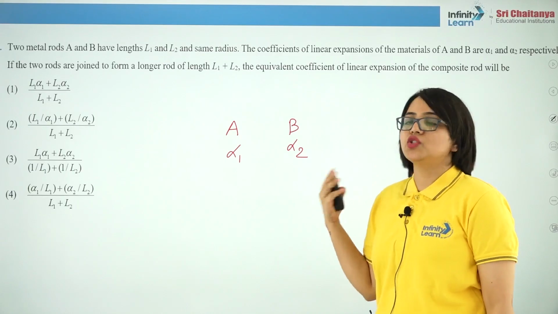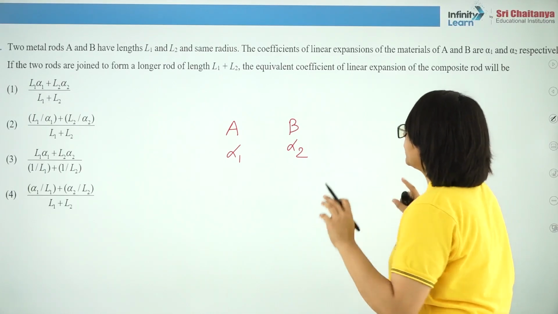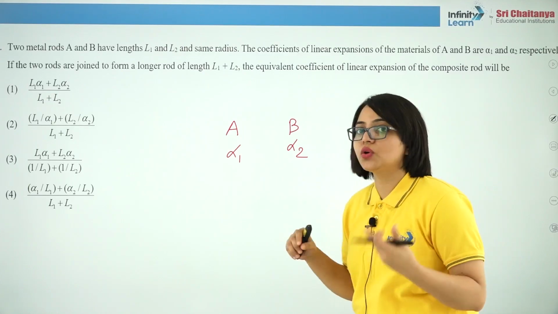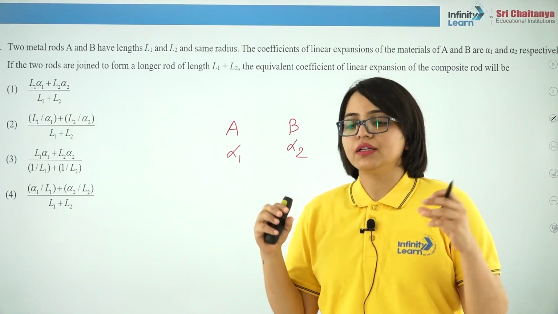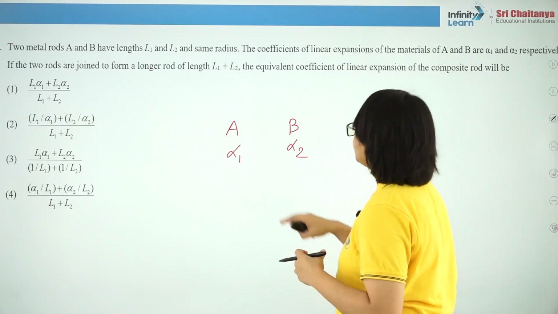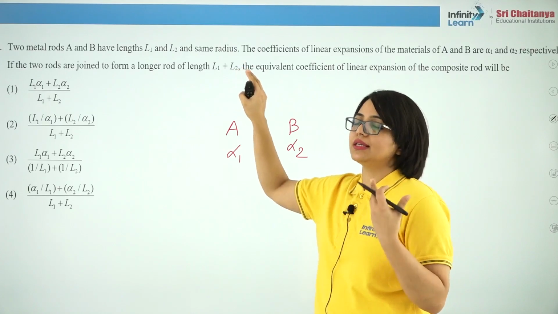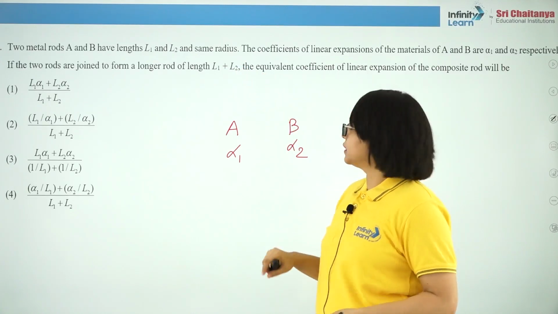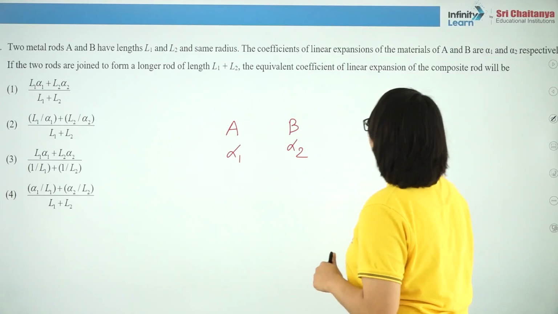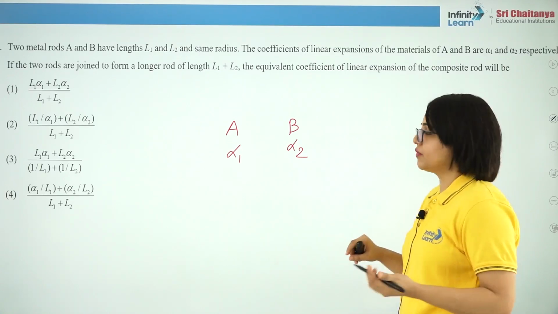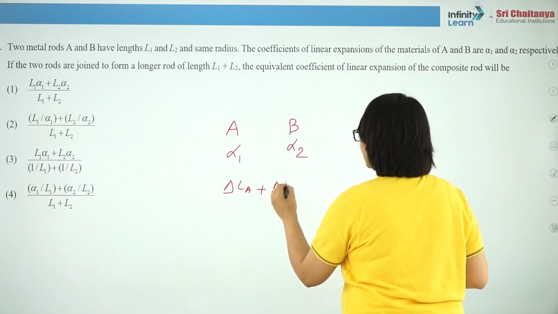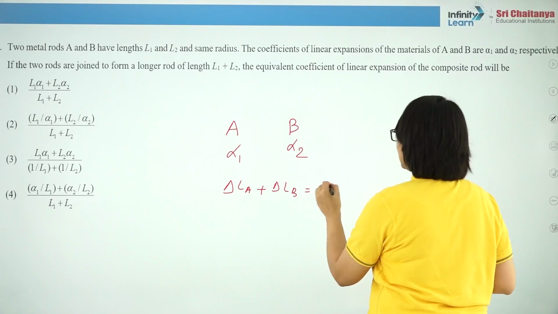If the two rods are joined to form a longer rod of length L1 plus L2, the equivalent coefficient of linear expansion of the composite rod will be. So, we are joining these two rods, right. So, total expansion of this complete composite rod will be, let us say, delta L, which is equal to expansion in A plus expansion in B, and its equivalent coefficient of linear expansion is, let us say, alpha. So, you can see that delta LA plus delta LB is equal to delta L.